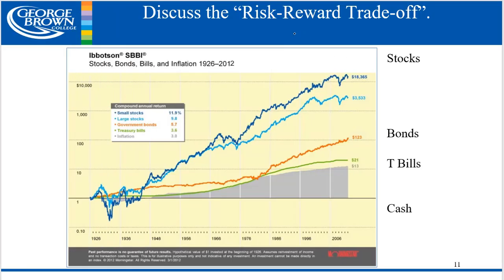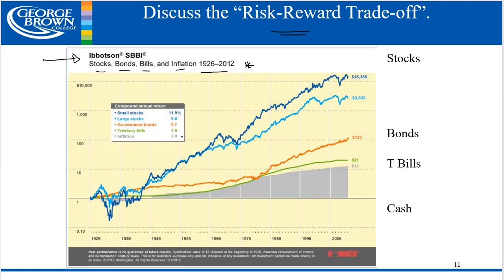So now we're going to discuss the risk-reward trade-off. So what we're looking at here, this data comes from Ibbotson SBBI Yearbook, if you Google search that. That's basically, they have been providing data on the returns to stocks, bonds, T-bills, and what the rate of inflation is from 1926, and I have this to 2012. I haven't updated it in a while, but the story is basically going to be the same thing. And what is it telling us?